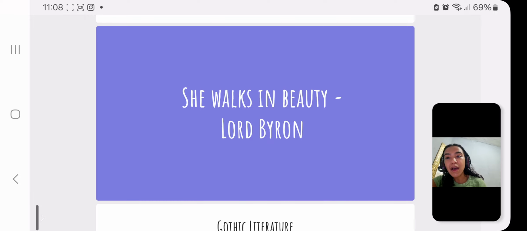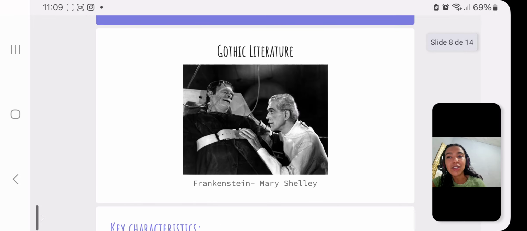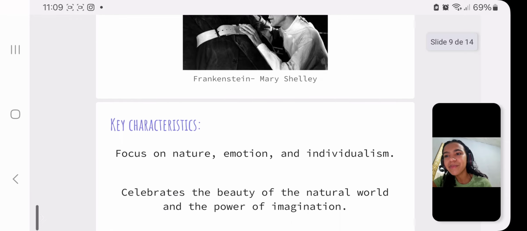Now let's talk about Gothic literature. And I have as an example Frankenstein by Mary Shelley. I brought last class the trailer and you also liked it, right? So this is an example of Gothic literature.